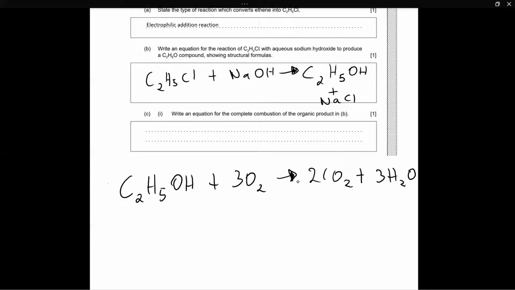On the reactant side, we have 2 carbons, 6 hydrogens, and 7 oxygens. And on the product side, we have 2 carbons, 6 hydrogens, and 7 oxygens. So yep, this is balanced. So this is the answer for C1. I'm just going to draw this up here.